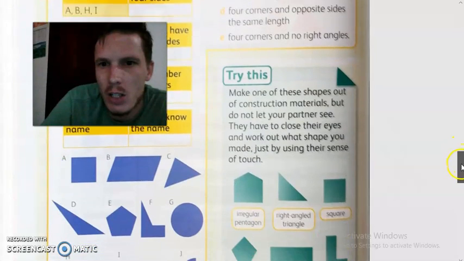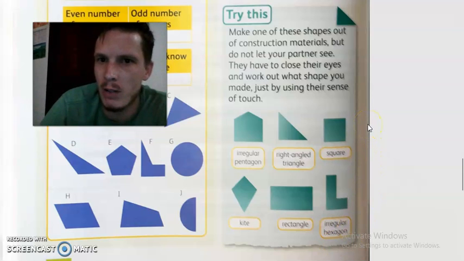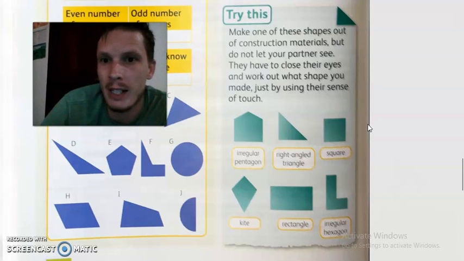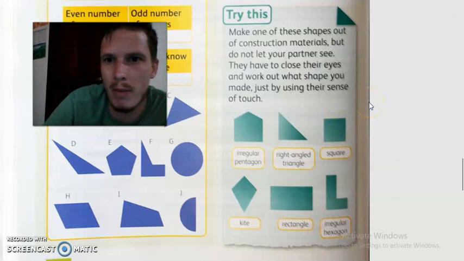When you finish this, you can do the try this part of the page if you have some construction materials. So these are things that you could build out of matchsticks or toothpicks or modeling clay or plasticine or Play-Doh, or even paper or cardboard, like the nets of 3D shapes we made before.